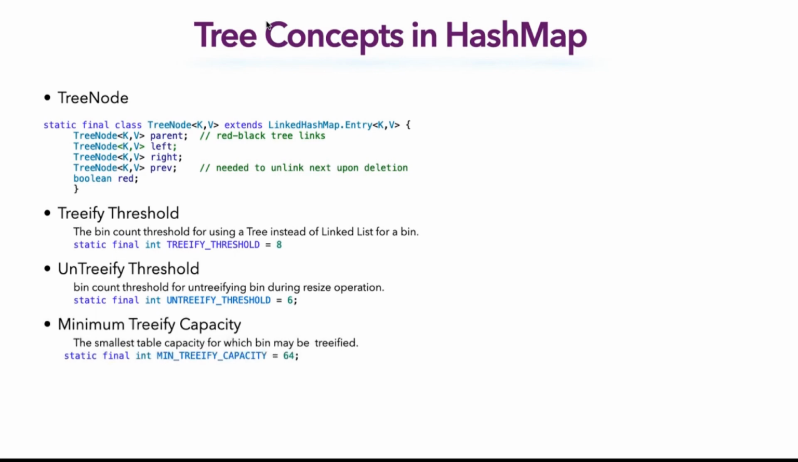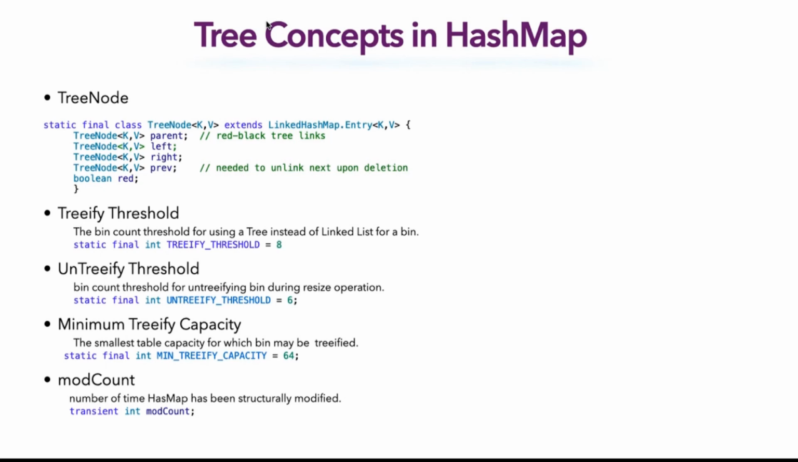MIN_TREEIFY_CAPACITY is the smallest table capacity for which bins may be treeified, and its default is 64. modCount is the number of times the HashMap has been structurally modified. modCount is used to find how many times the HashMap has been modified. It can be due to rehashing or some removal operation, etc. This field is also used to make iteration on collection views of HashMap fail-fast, which we can see with ConcurrentModificationException.